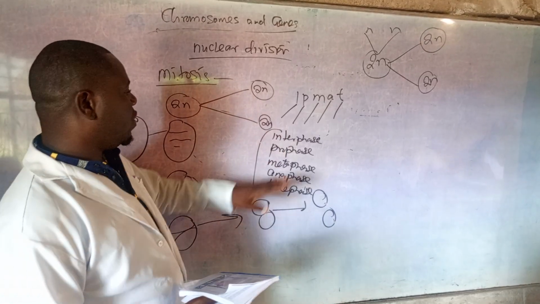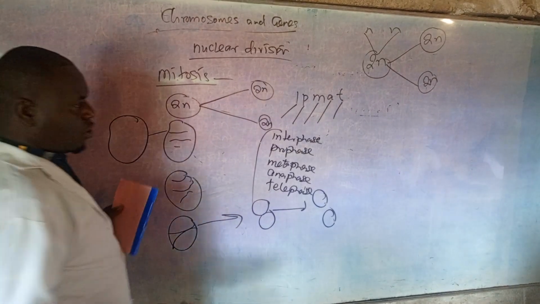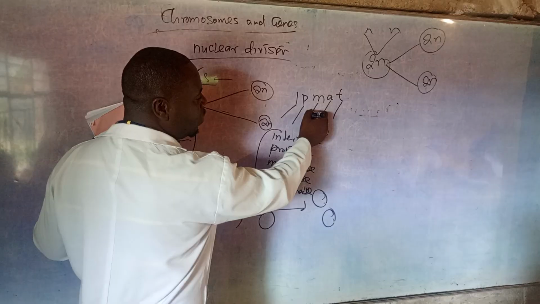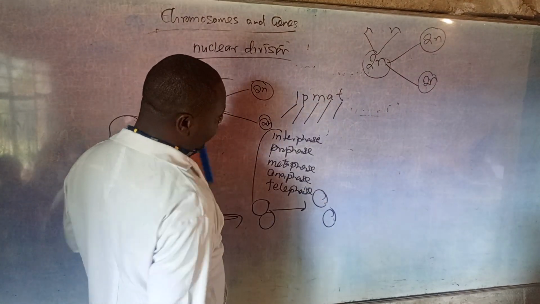Right? So in short, these are the stages of mitosis. Sometimes they can ask you what comes after metaphase, so you need to know that it is anaphase. As for me, I memorize it using the word IPMAT.